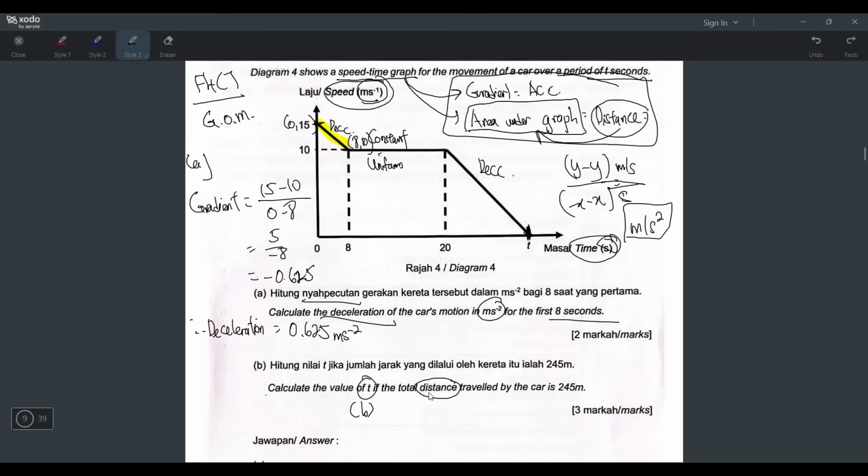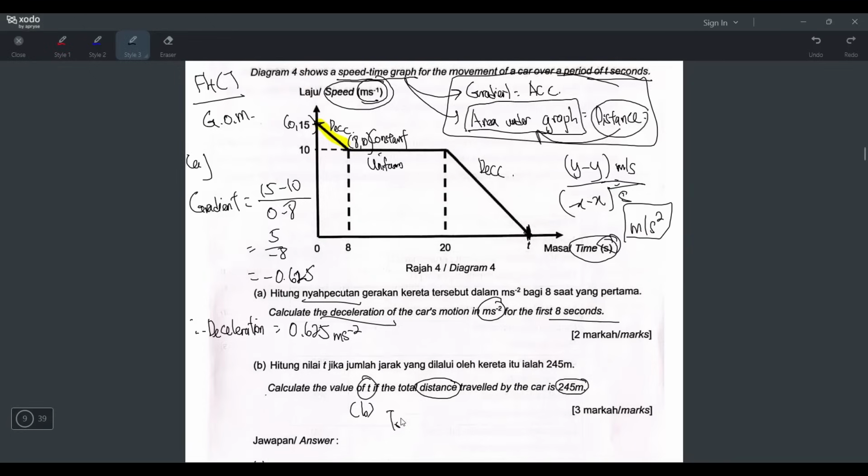So, value of t if the total distance by the car is 245 meters. I think it's for the whole journey. Sometimes they don't want the whole journey, sometimes they only want 8 seconds, then you only find the areas here. If they want 20 seconds, then maybe find this part only. But here they don't tell us, they just say total distance travelled. So we can assume that it's for the whole journey.